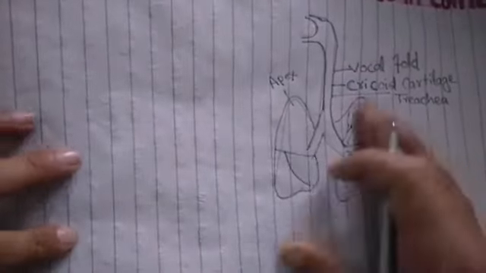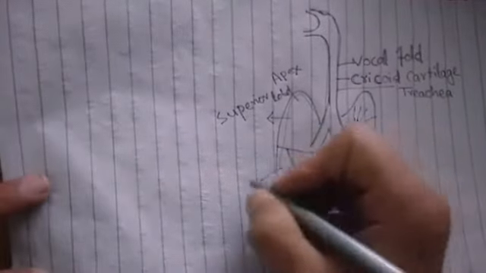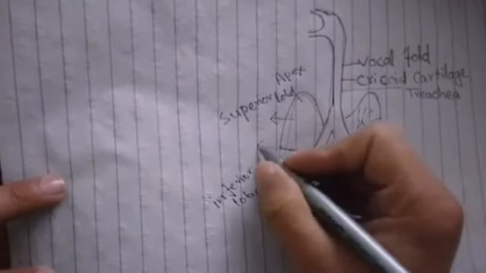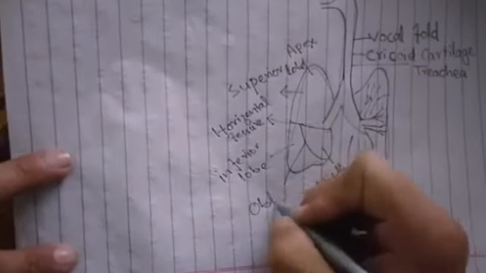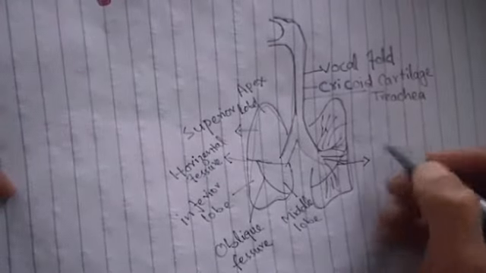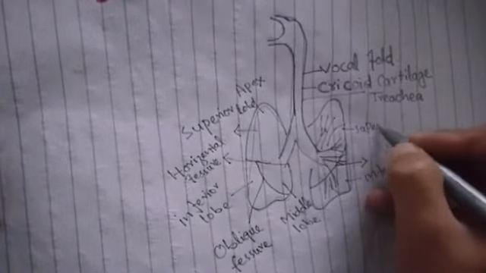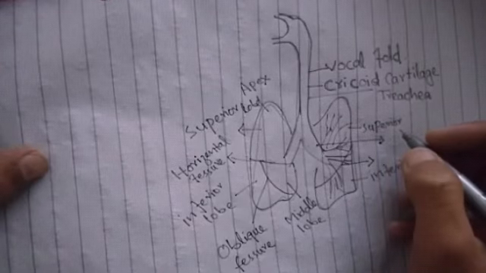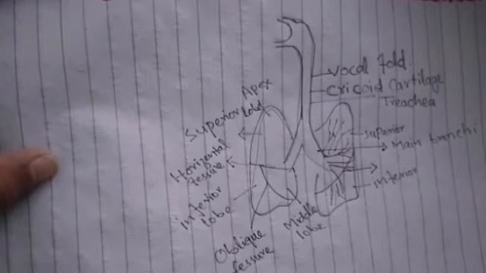Now this is the apex of the lungs. So superior lobe, and inferior and middle lobes. A fissure is a line which divides the lungs, so horizontal fissure and oblique fissure. The left one has 2 lobes, so there is only the oblique fissure. This is the superior and inferior lobes. This is the main bronchi, which is further divided into primary, secondary and tertiary bronchioles.